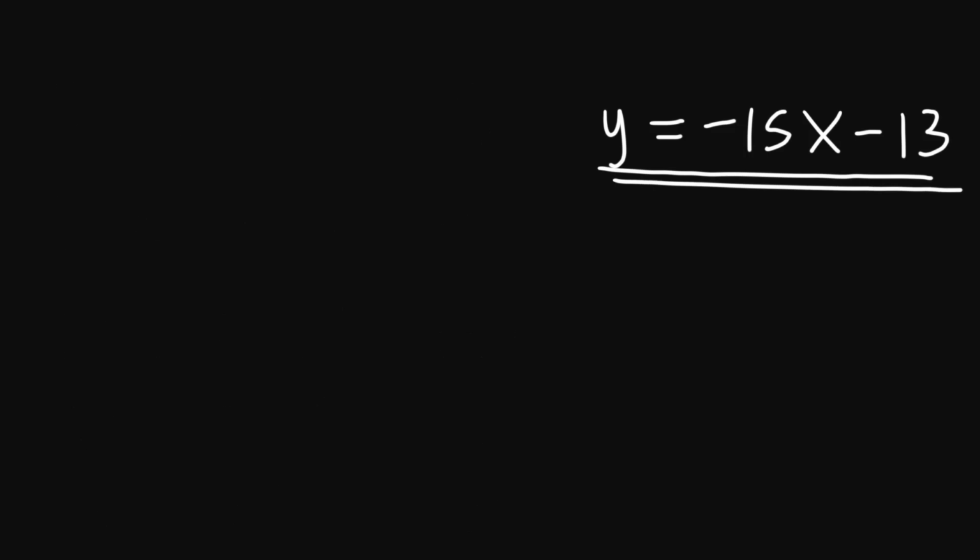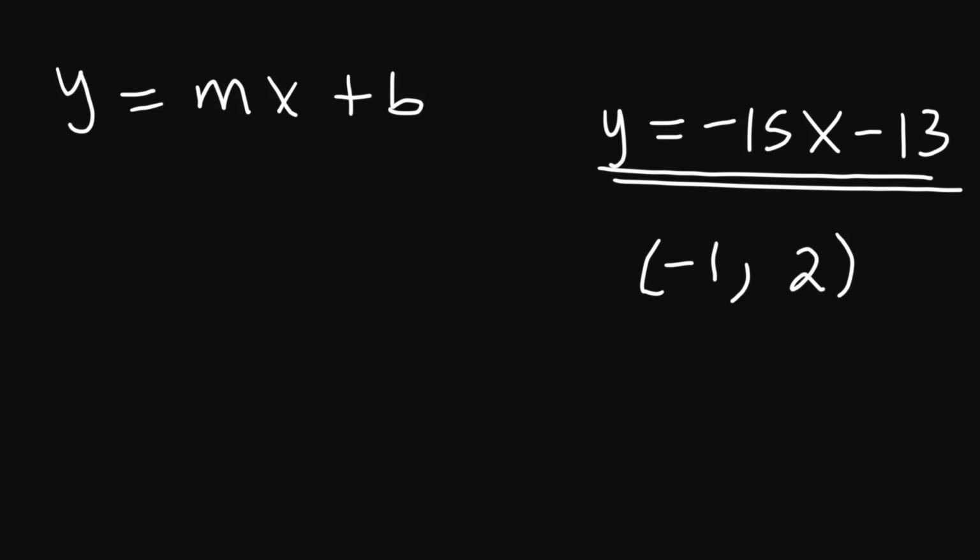Now there is another formula that we can use, which is y equals mx plus b. Remember, our point of interest was negative 1, 2. And then we found the slope m to be equal to negative 15. In this case, negative 1 will be x and 2 will be y. So all you have to do is plug in the values of x, y, and m.